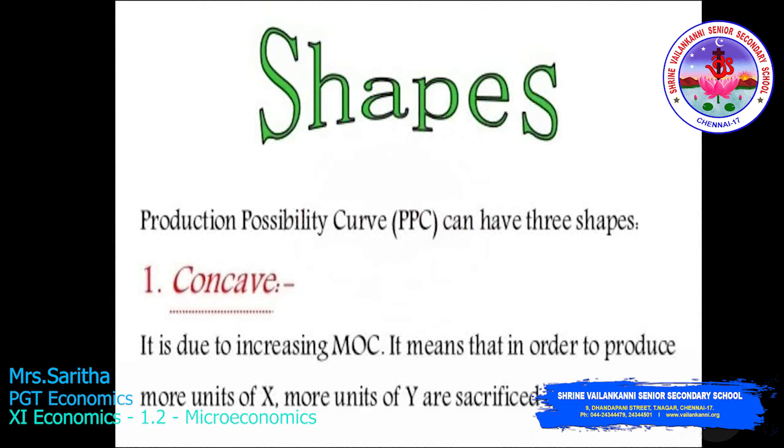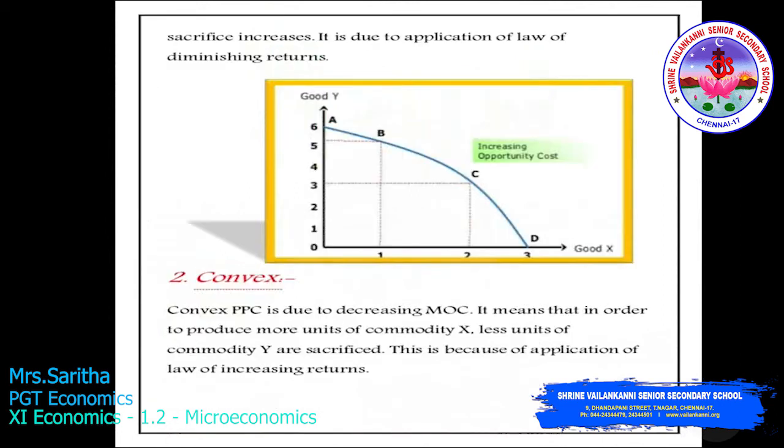Now let's move on to the other one, shapes. The first one, concave shape, convex, straight line. The PPC will be a concave shape due to increasing MOC. It means that in order to produce more units of X, more units of Y are sacrificed. So, to produce more units of X, more units of Y have to be sacrificed, as the rate of sacrifice increases. It is due to the application of the law of diminishing returns. So, it's a concave shape.